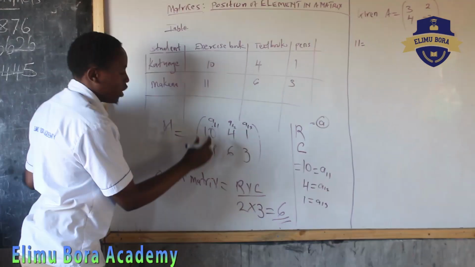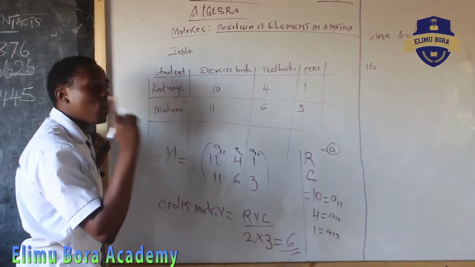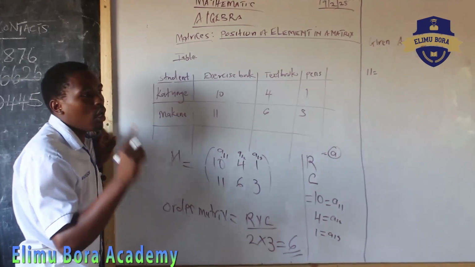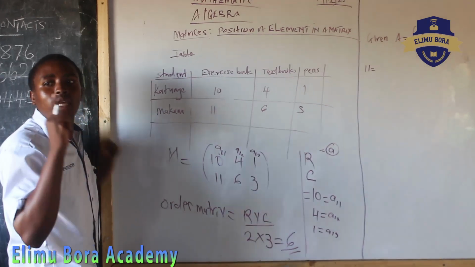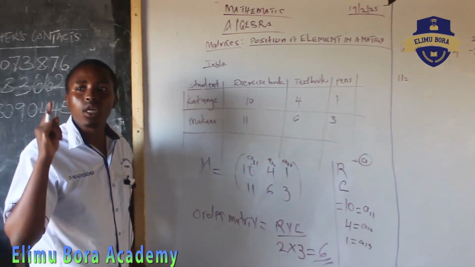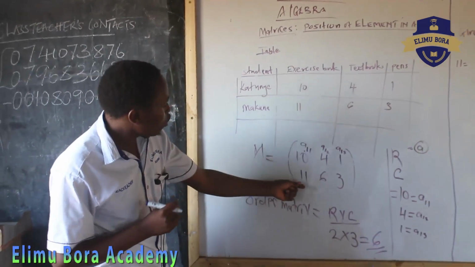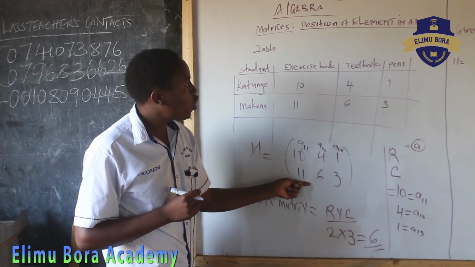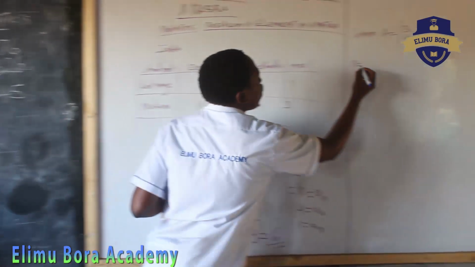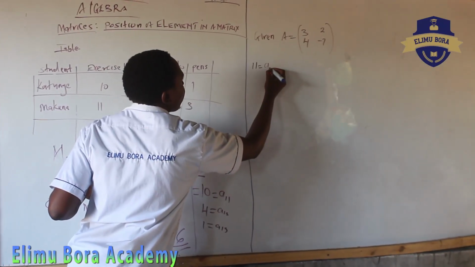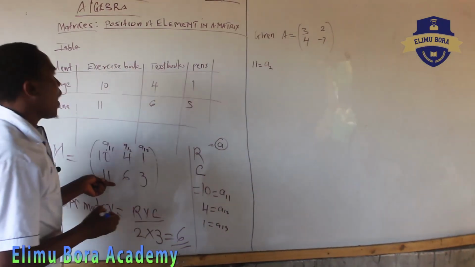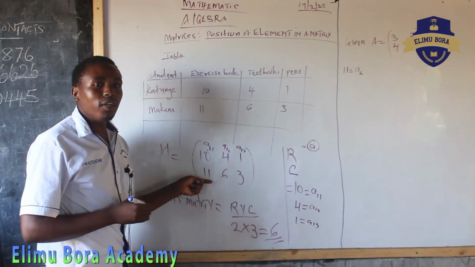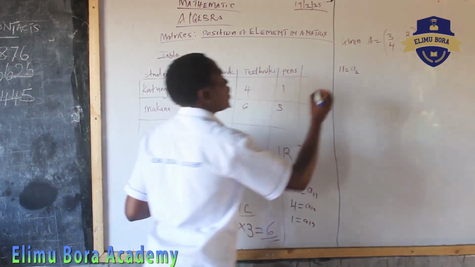This 11. We say the rule remains row and column. The rule remains what and what? Row and column. That's the rule. You check the row, then we check the column. This element 11 is found in which row? Row 2. So we are going to start with 2. The column of it shall be what? The column of it shall be 1.